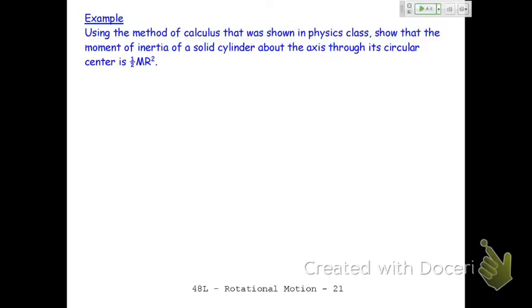So, using the method of calculus that is shown in physics class, it's also on the web, by the way, show that the moment of inertia of a solid cylinder about the axis through its circular center is a half mr squared. We're using calculus to derive an important equation. So there's my solid cylinder. And the central axis is the axis that goes through like a wagon wheel axis. Now notice if I picked another axis, I would have a different moment of inertia. Everybody's okay on that?